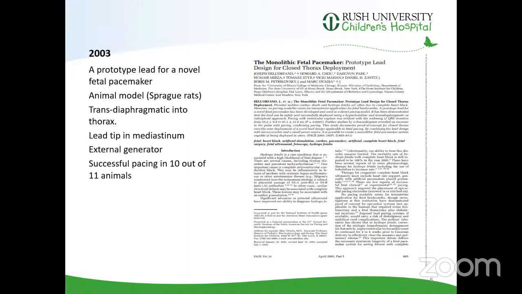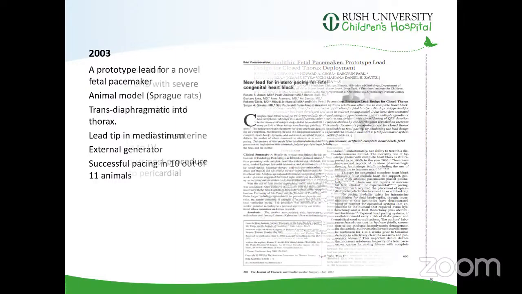Then in 2003, moving forward a little, there was a single study from Dr. Mark Ovadia. He was one of my attendings actually as a fellow here at the University of Chicago. He used an animal model to just prove the concept of pacing and creating a pacemaker for a fetus. He used rats as a model, and a single lead pacemaker connected to an outside generator. He used this lead in pacing 11 animals, and was successful in capturing and creating a faster heart rate in 10 of them. But I didn't see more of these studies. This occurred in our neighbor institution, University of Illinois, just across the street from us.